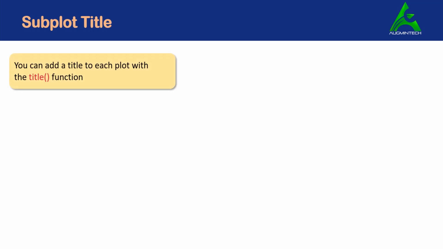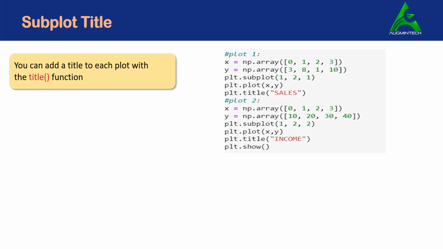Now let's see what the subplot title is. You can add a title to each plot with the title function, specifying the title of the subplot. So for example, for the first plot, we create x and y arrays and we pass the number of rows and columns and the plot number to our subplot function. And then we can also specify the title.